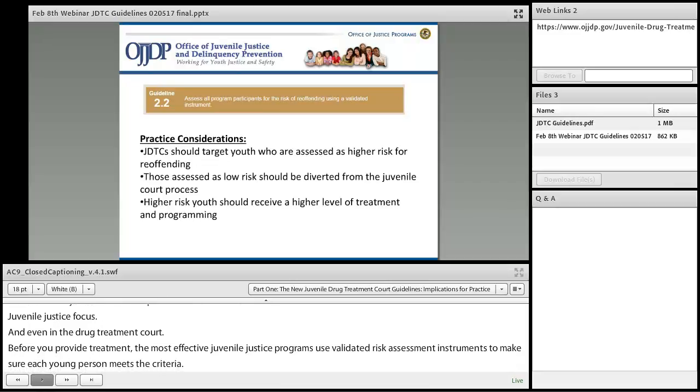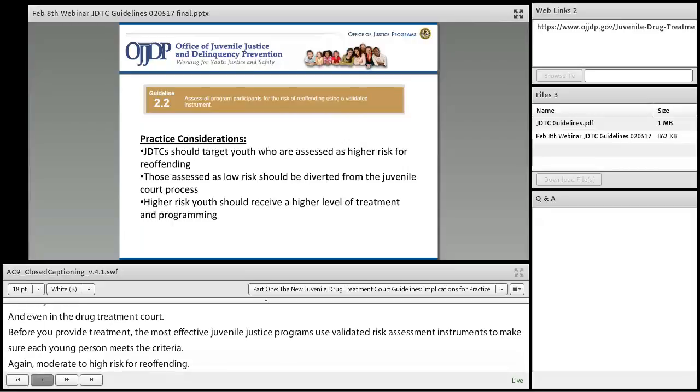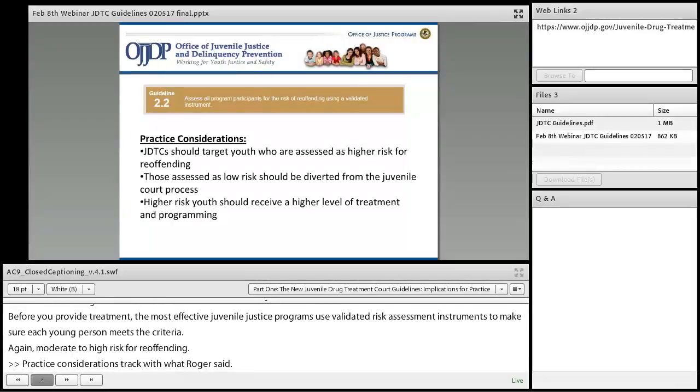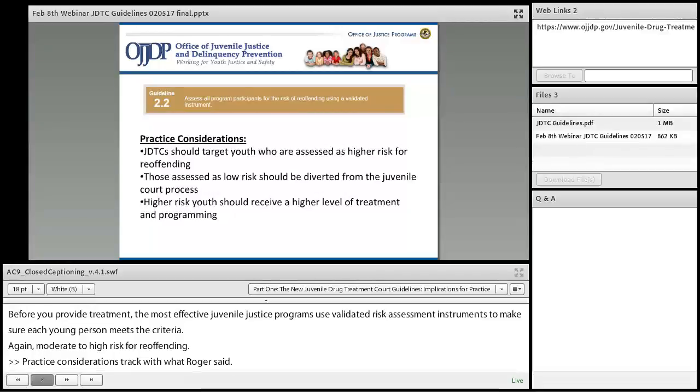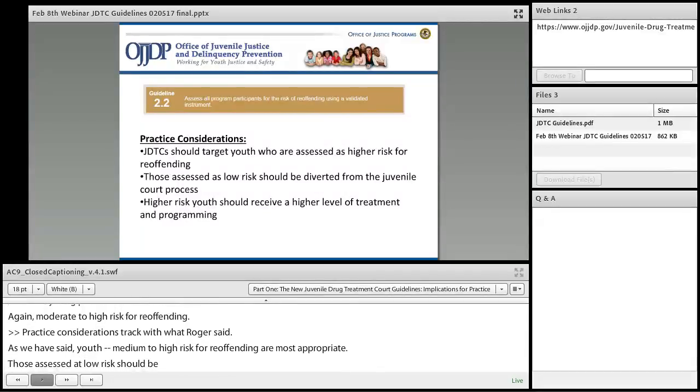The practice considerations really just track very closely with what Roger just said. As we've said, youth who are assessed at medium to high risk for reoffending are most appropriate. Those assessed at low risk really need to be diverted from the juvenile court process. And this one, for those of you in the field, is a little bit of a duh: higher risk youth need to receive a higher level of treatment and programming.